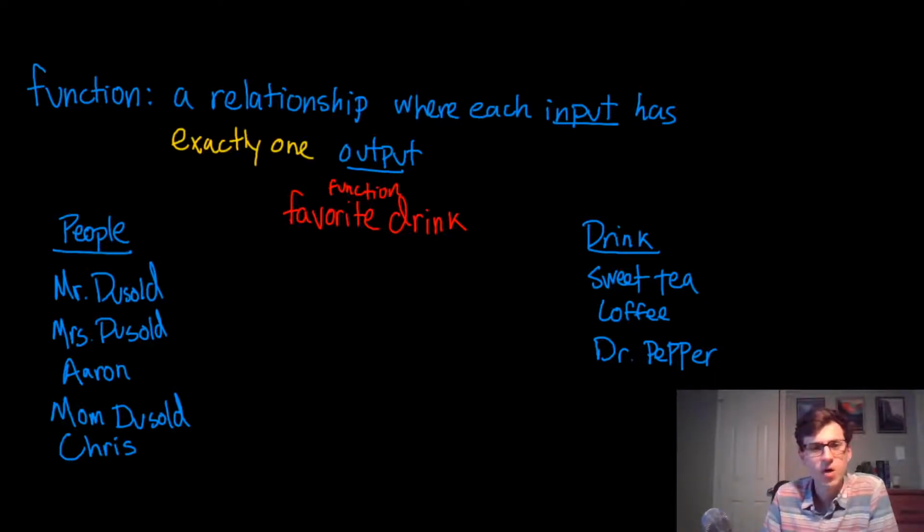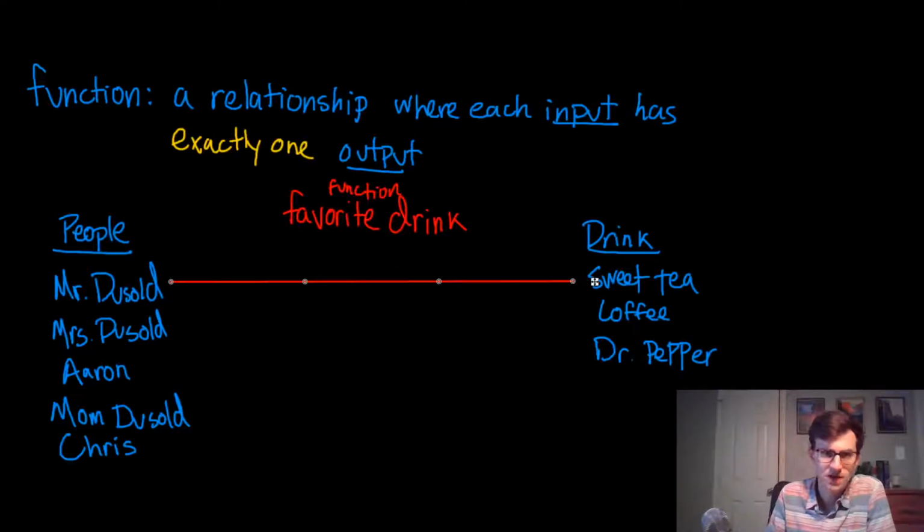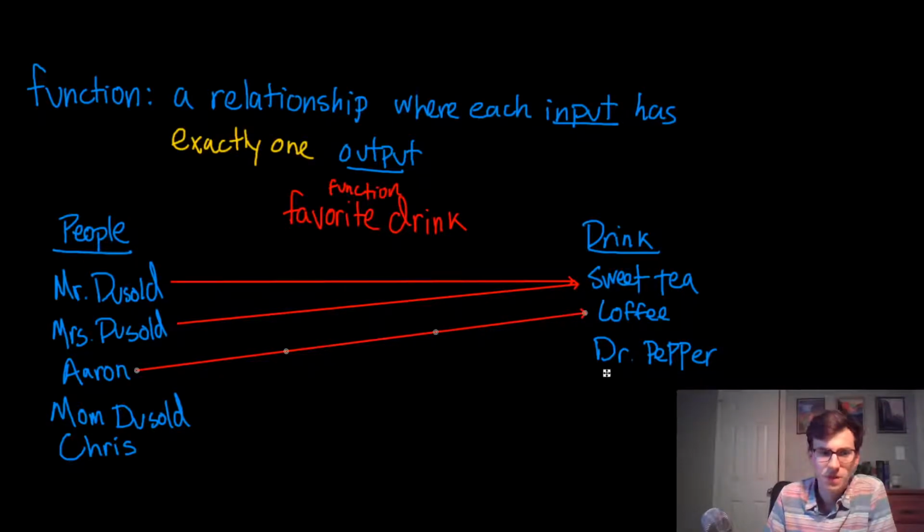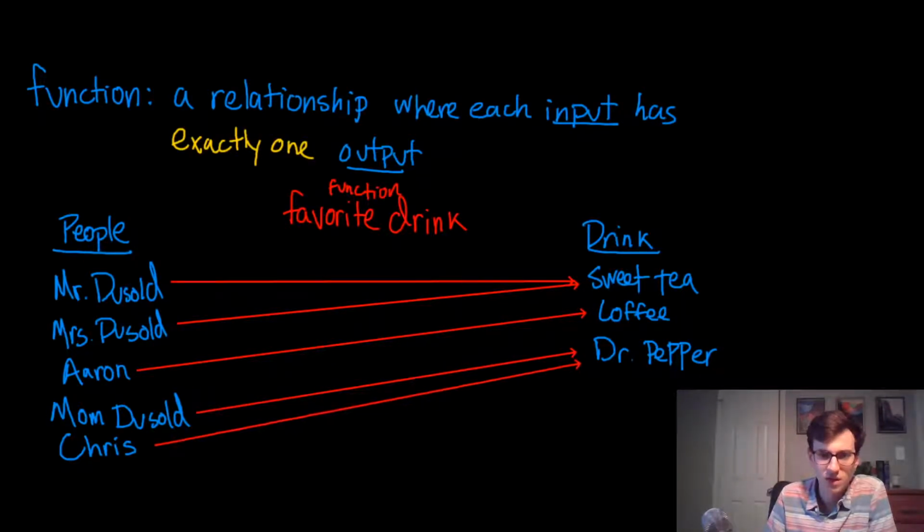So, okay. Now I'm going to do what we call mapping. I'm going to use the function to map my people onto my drinks. So Mr. Dussault, his favorite drink is sweet tea. Let's add an arrow there just so we can see it going from one direction to the other. My wife, her favorite drink is also sweet tea. Aaron's favorite drink is coffee. My mom's favorite drink is Dr. Pepper, and Chris's favorite drink is also Dr. Pepper.